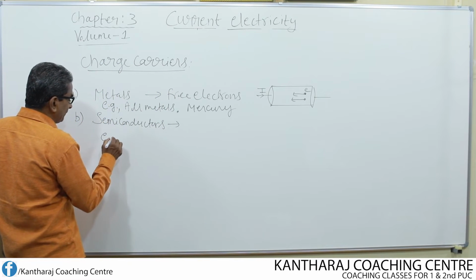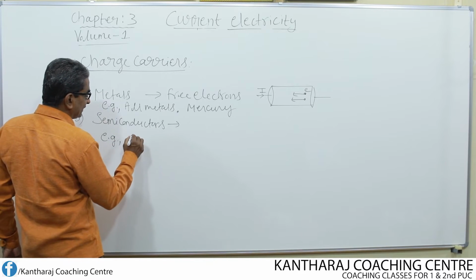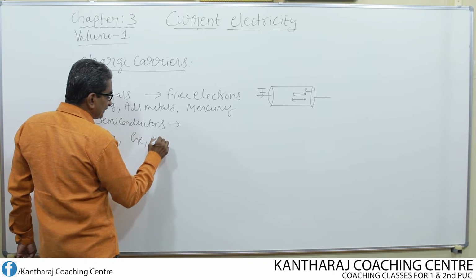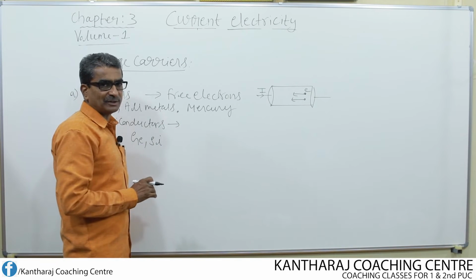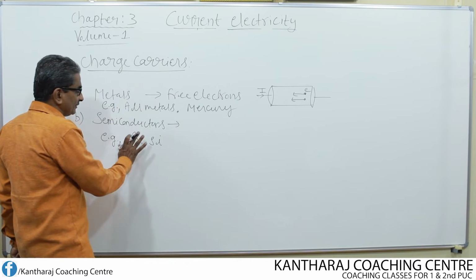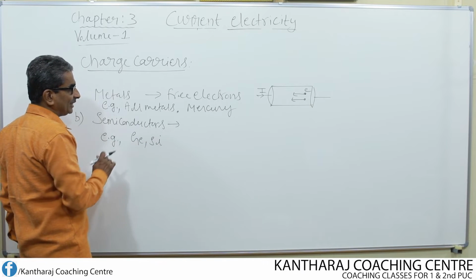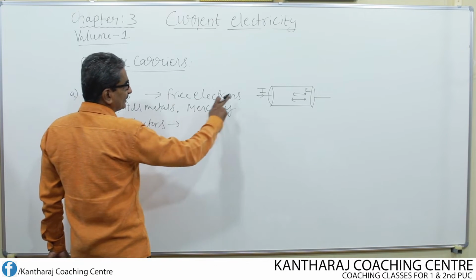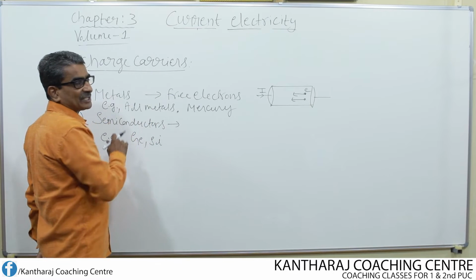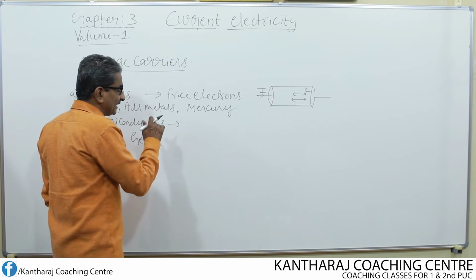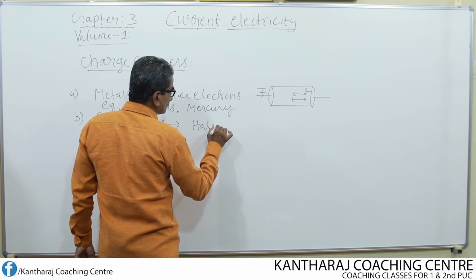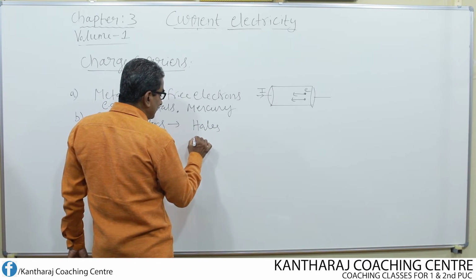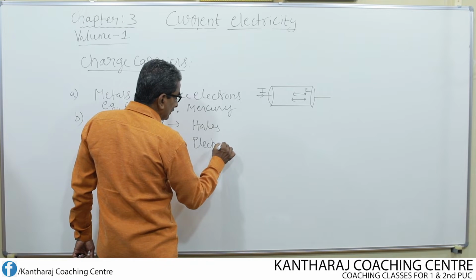Examples of semiconductors are nothing but germanium and silicon. These are the two best examples. Of course, many examples are there, but let us consider two good examples, germanium and silicon. In semiconductors, the charge carriers are nothing but holes as well as electrons.